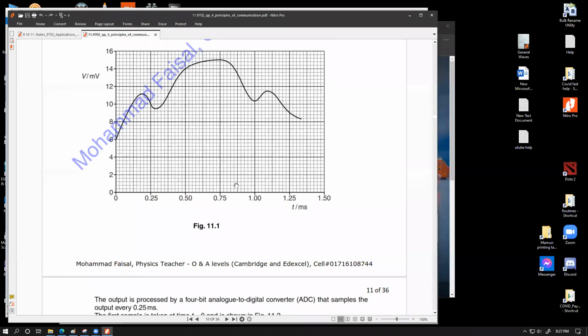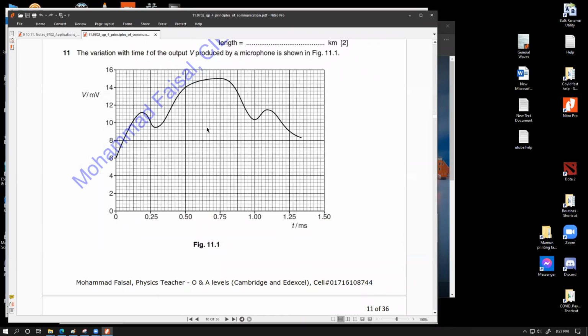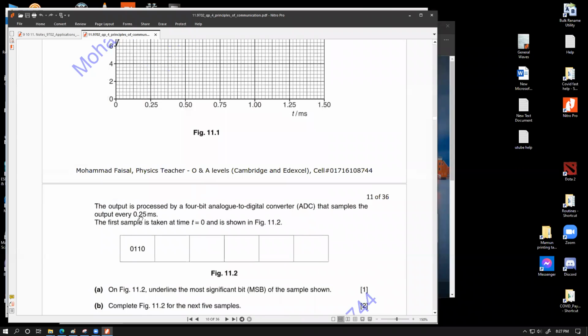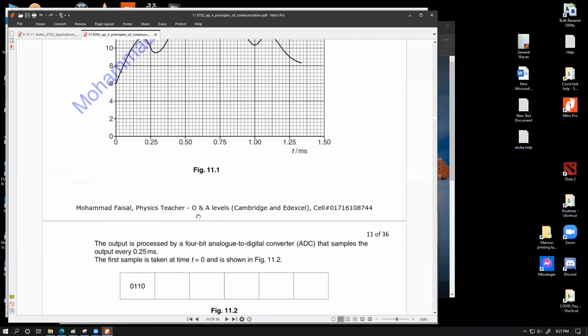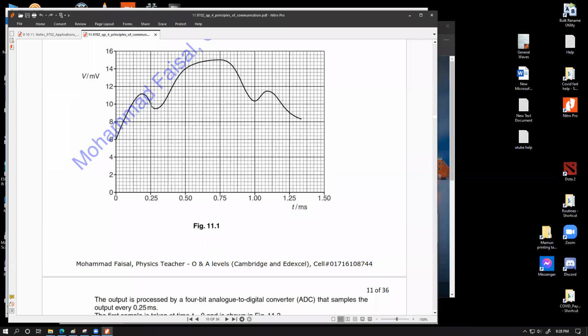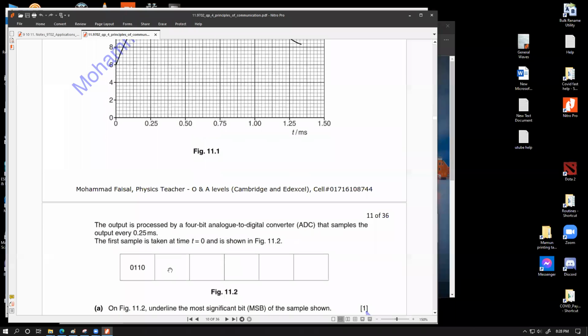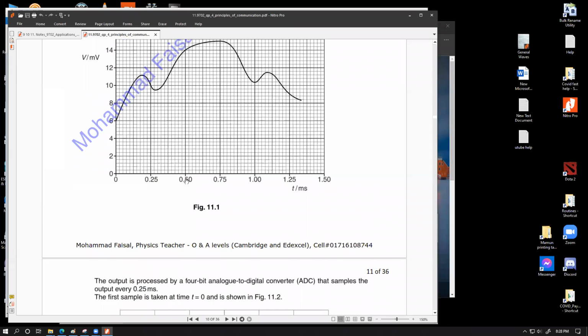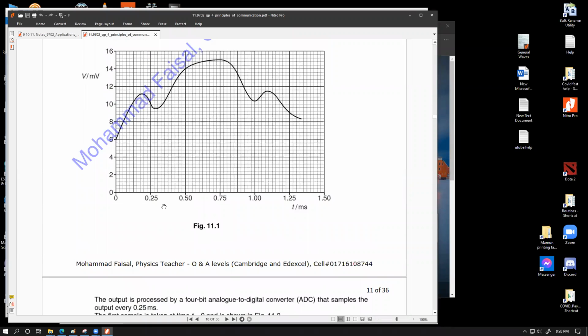Okay, so let's have a look at this graph. This is a certain analog signal, millivolt versus millisecond. This is the original analog signal we are trying to convert for a sampling frequency where the output is measured every 0.25 millisecond. At 0 seconds you have 6, so you convert 6 into a 4-bit system that gives you 0110. You write this up. Then the question is asking us to fill up the remaining boxes. So at 0.25 you get exactly 10, so you convert 10 into binary and write this over here. At 0.50 you get 14, you write that over here.